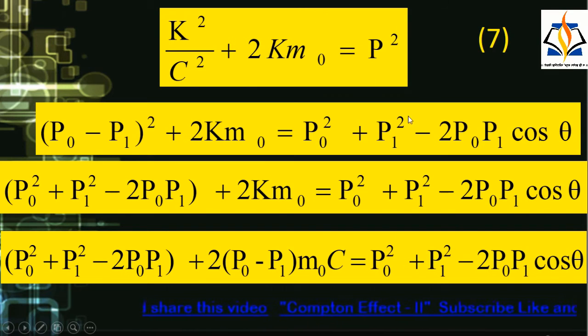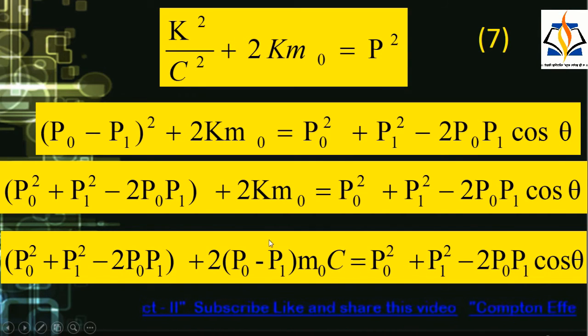Now for this p squared we have to substitute p0 squared plus p1 squared minus 2 p0 p1 cos theta, and for this K squared upon c squared we substitute (p0 minus p1) raised to 2, plus 2 K m0. Now we will square this bracket, and we will obtain p0 squared plus p1 squared minus 2 p0 p1 plus 2 K m0 is equal to p0 squared plus p1 squared minus 2 p0 p1 cos theta. So p0 squared plus p1 squared minus 2 p0 p1 plus 2 (p0 minus p1) m0 c is equal to p0 squared plus p1 squared minus 2 p0 p1 cos theta.